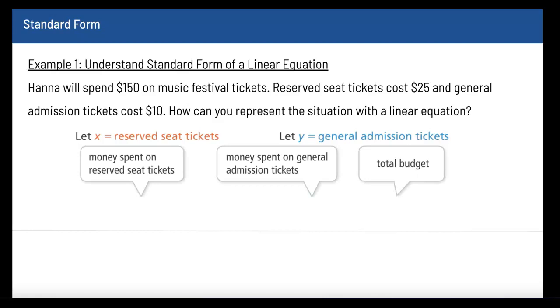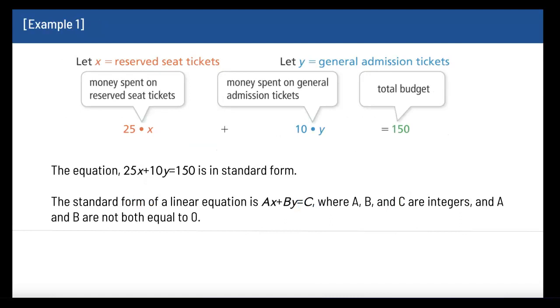Then we can write an equation where the money spent on reserved seat tickets plus the money spent on general admission tickets is equal to our total budget. So 25, which is the cost of the reserved tickets, times x, the number of reserved tickets, plus 10, the cost of the general admission tickets, times y, the number of general admission tickets, equals 150, Hannah's total budget. With this, we can simplify and simply write 25x plus 10y equals 150. This is in standard form.